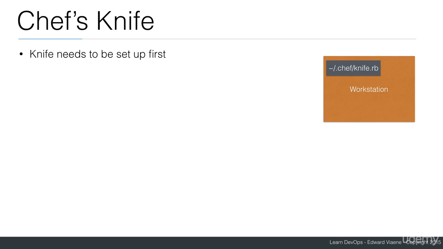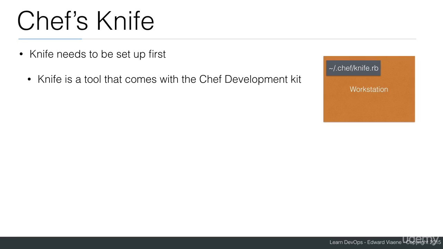Knife needs to be set up first. Knife is a tool that comes with the Chef Development Kit and can be downloaded from the Chef website. Once we have the tool available, we need to create a knife.rb in the .chef folder in our home directory, its configuration file. In that file, we point towards our cookbooks.